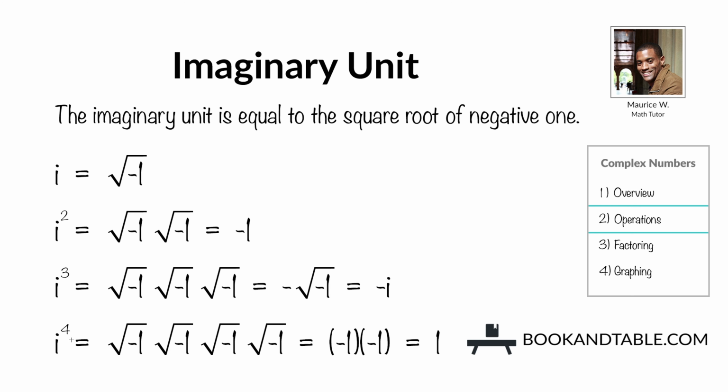And then i to the fourth is equal to the square root of negative 1 times the square root of negative 1, which is negative 1, times the square root of negative 1 times the square root of negative 1, which is negative 1. Negative 1 times negative 1 is positive 1. And then once we get to i to the fifth, that is equal to i to the fourth times i. So that would be 1 times i. So i to the fifth is equal to i. So every 4, it repeats itself.